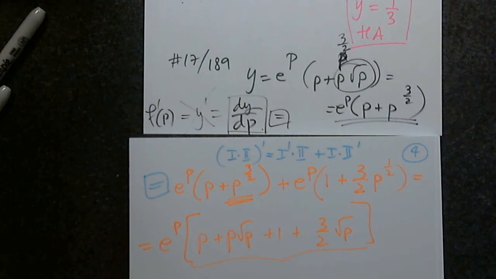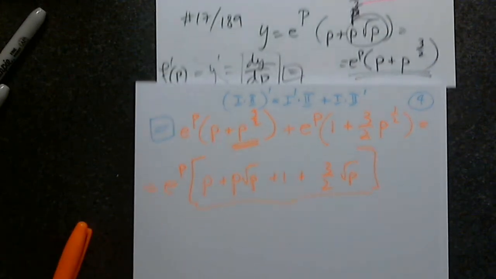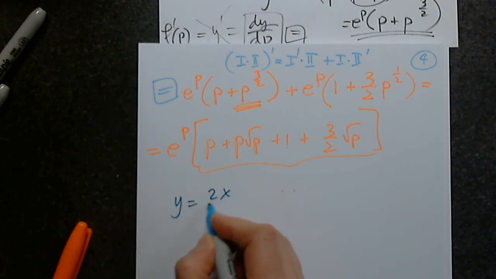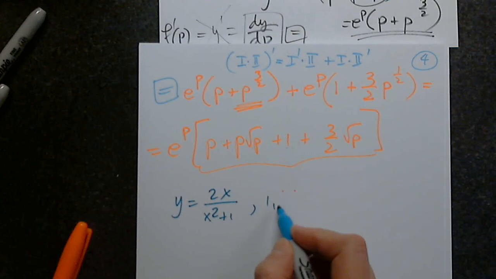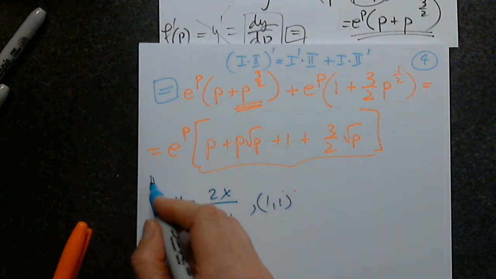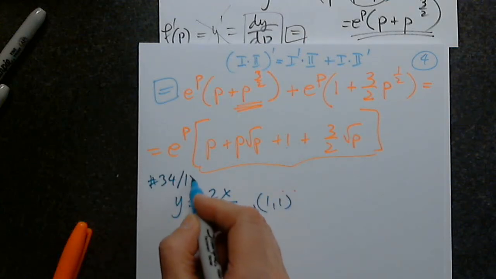34? Very good. So let's take a look at 34. In 34, we have y equals 2x divided by x squared plus 1. They're giving us a point 1, comma 1. And this is 34 on page 189.